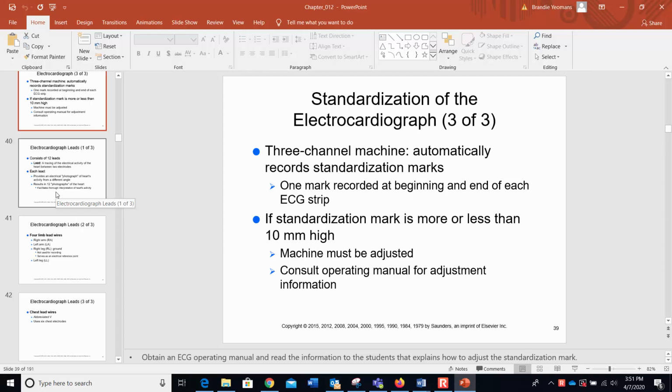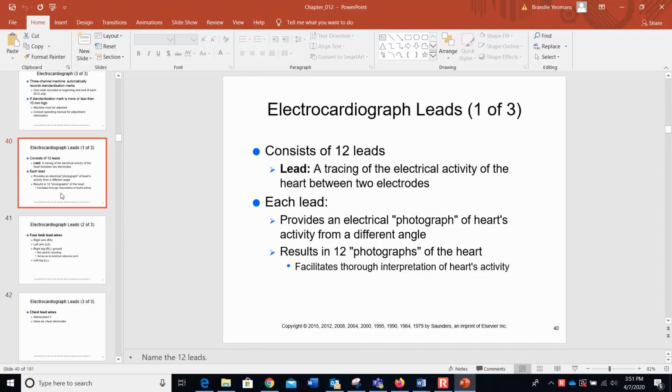Okay, this is part 2 of the cardiopulmonary lecture for Clinical 2. We are starting on the electrocardiograph leads. This is really easy. You just got to roll with it. The EKG is going to consist of 12 leads.